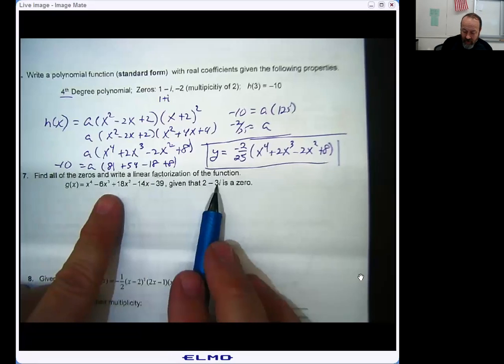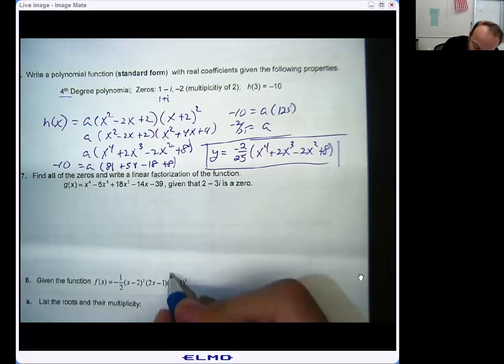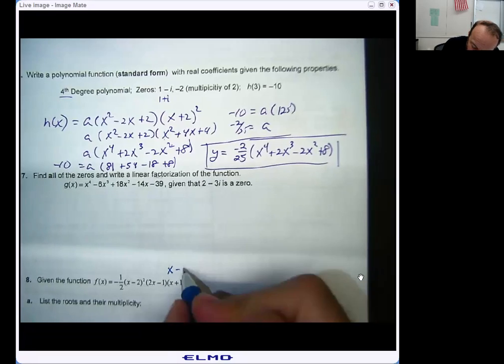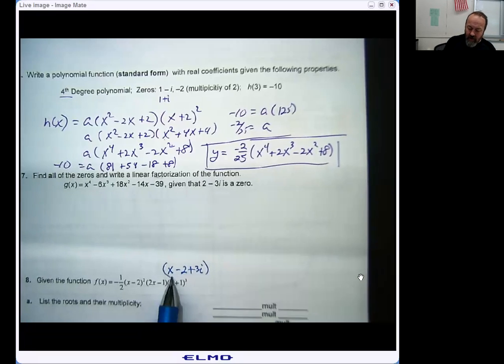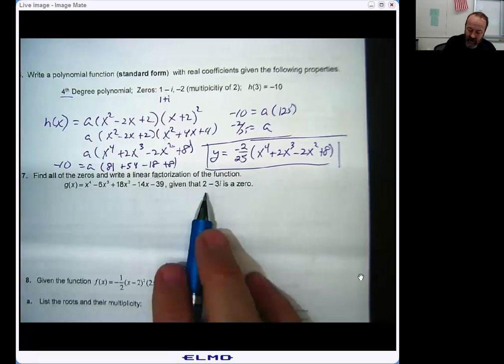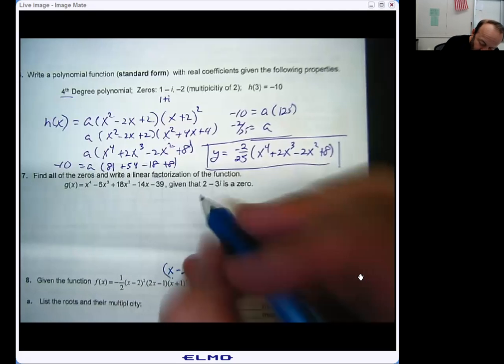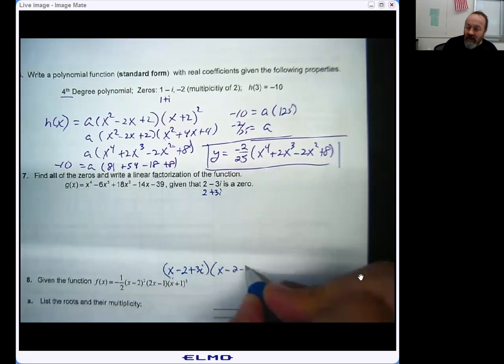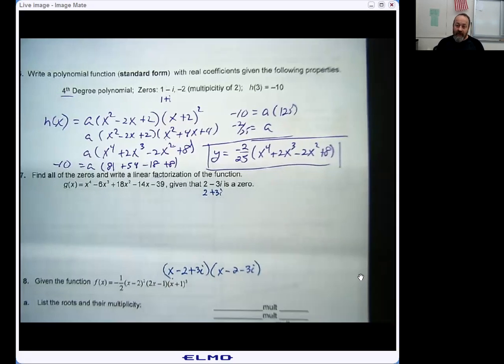So in my final answer, we have to know that the linear factorization means we're going to have x minus each of these roots. So according to what they have given me, I already know that 2 minus 3i is a root, but I also know that 2 plus 3i is a root. So that's a really ugly looking way of writing a linear factorization, but that's part of the answer, and I didn't have to do any work to get that.